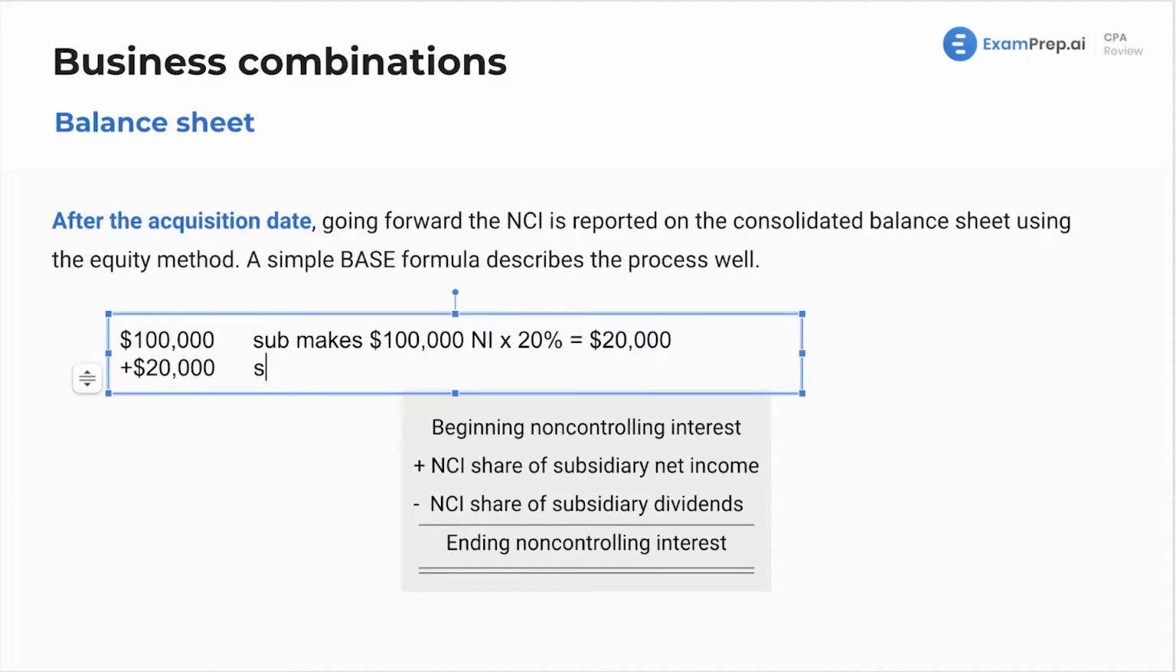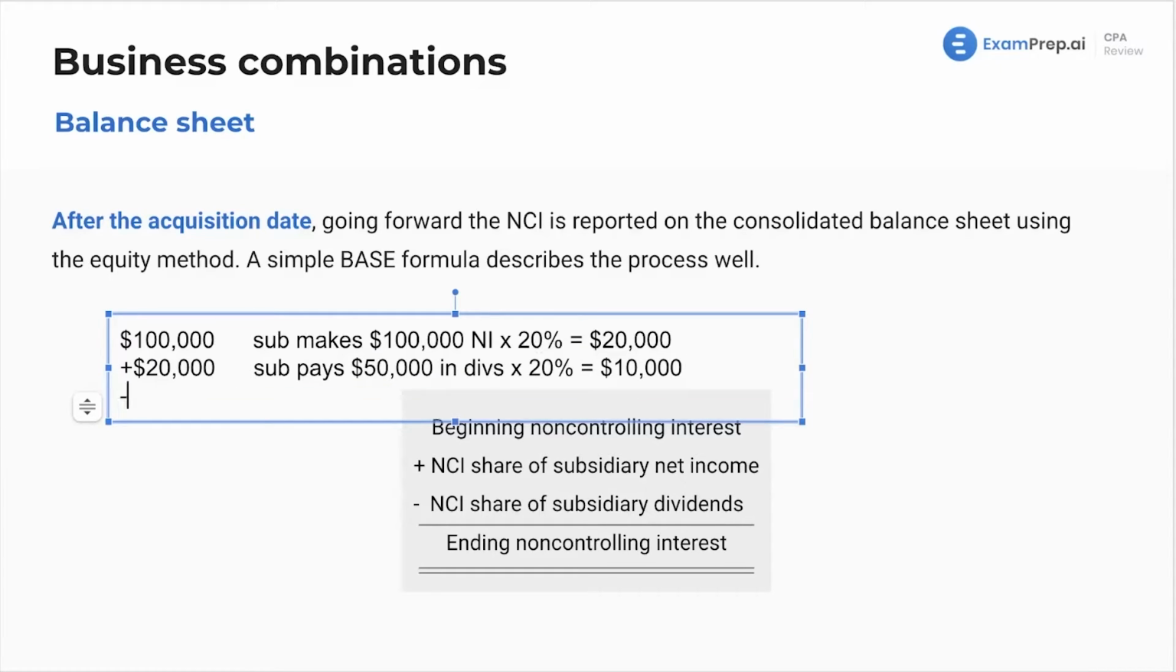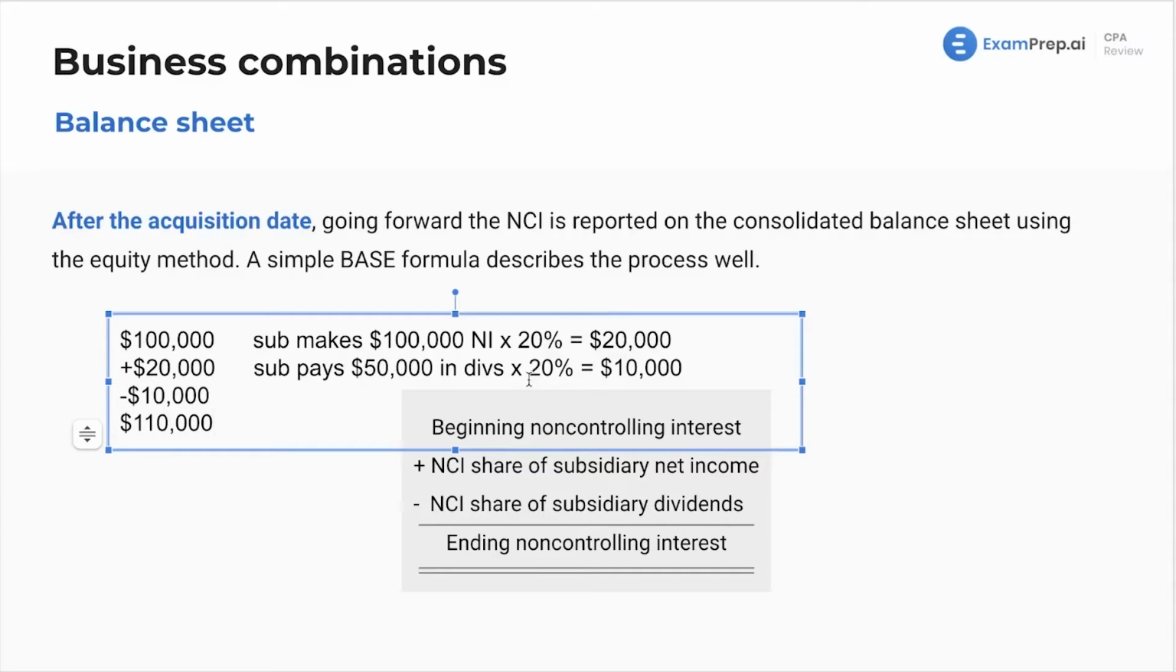Now let's say the subsidiary pays $200,000. Now let's do less because that wouldn't make sense. Let's say they pay $50,000 in dividends times 20%. So if you're going to pay 20%, then that's going to be $10,000 of NCI reduction. So minus $10,000. Your new NCI balance here is going to be $10,000.